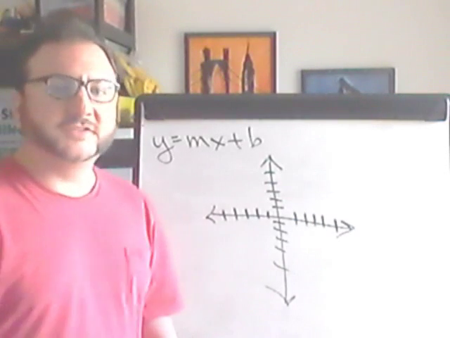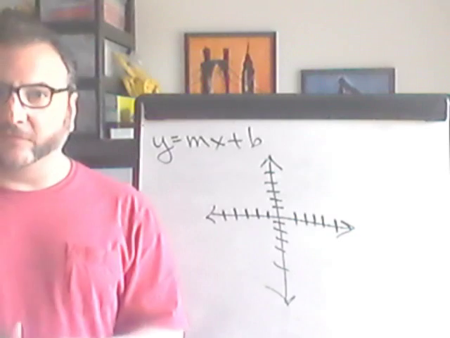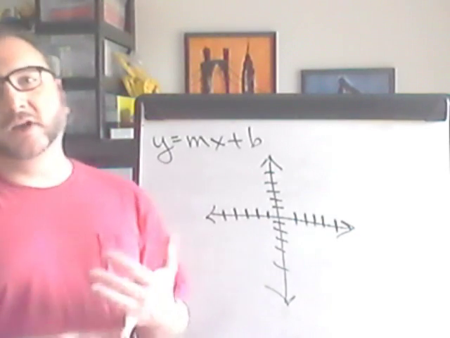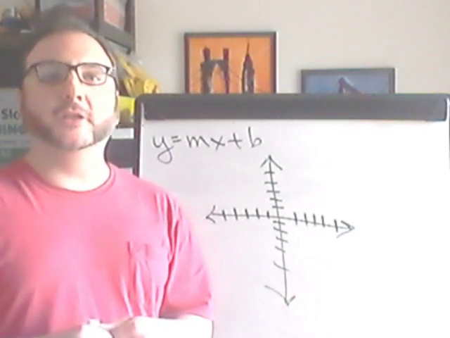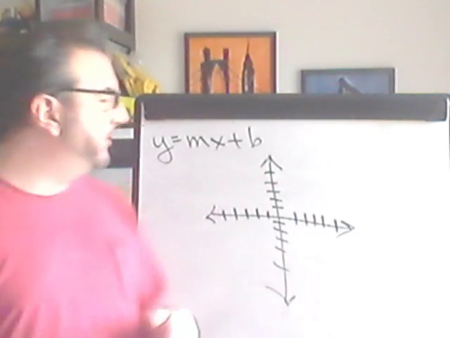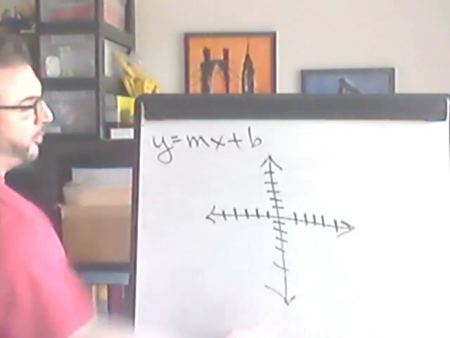Okay, this is going to be fun. Today we're going to talk about slope-intercept form. We're going to talk about how to plot a line on a coordinate grid using a particular formula known as slope-intercept. Now, this is a classic coordinate grid.